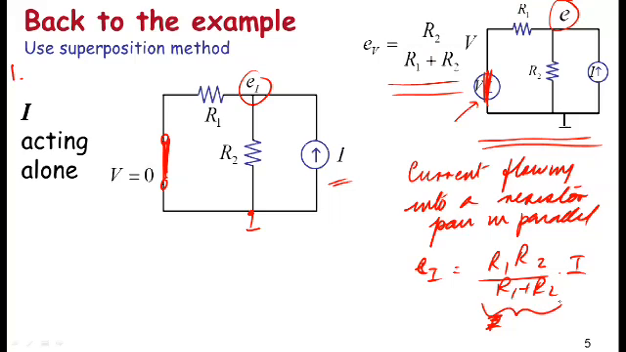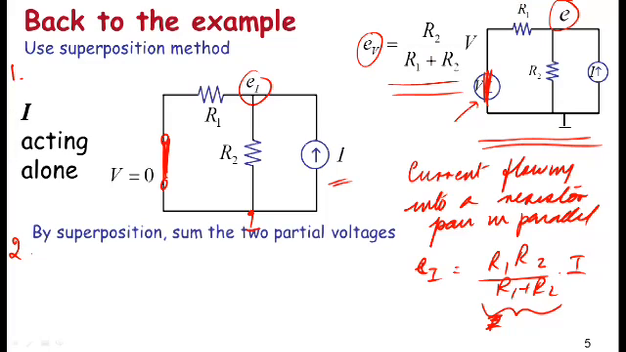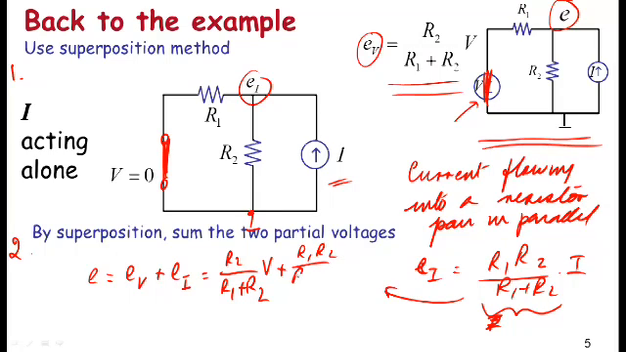Okay, so now I have computed both EV and EI, the two partial voltages, with each of the sources acting alone. And now I am ready for step 2 of the superposition method. And step 2 of the superposition method simply says that you sum the two partial voltages EV and EI. So my resulting voltage E is simply the sum of the two partial voltages EV and EI, and I have those as R2 divided by R1 plus R2 times V, and I sum that to EI, and EI is R1 R2 divided by R1 plus R2 times I, and there you have it.